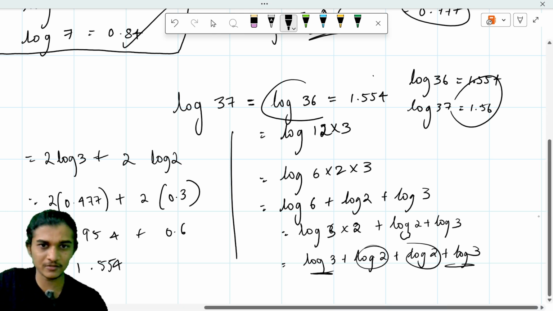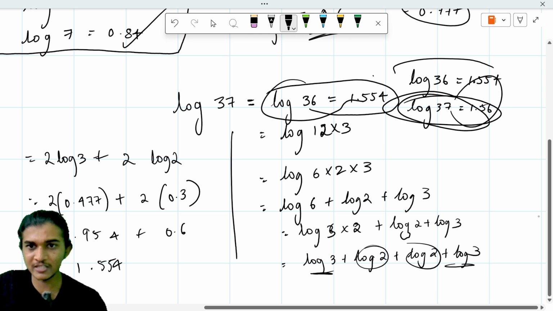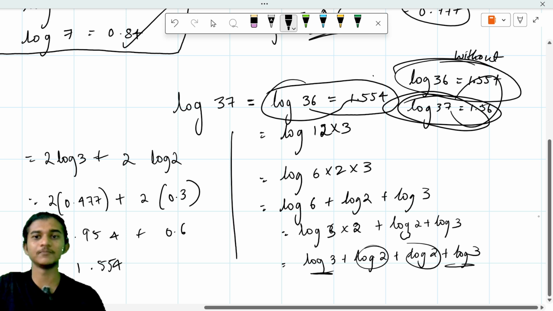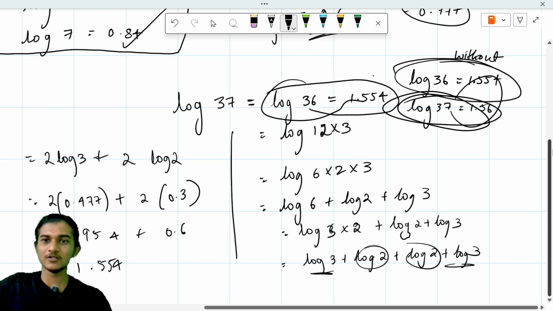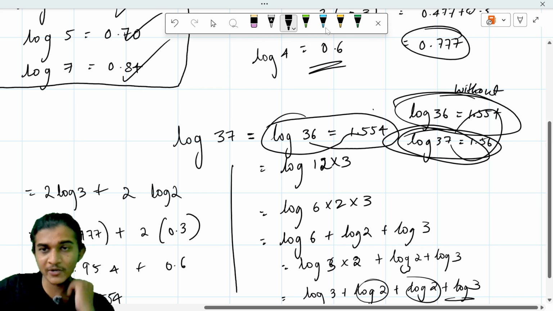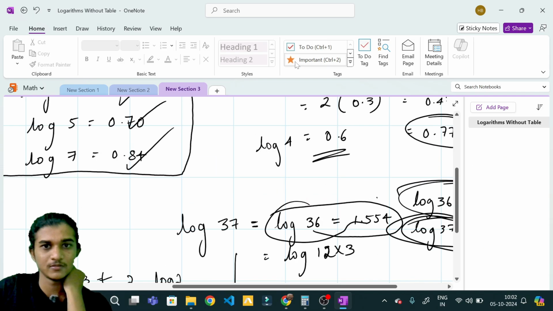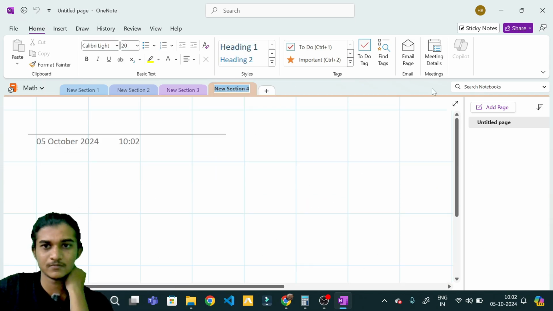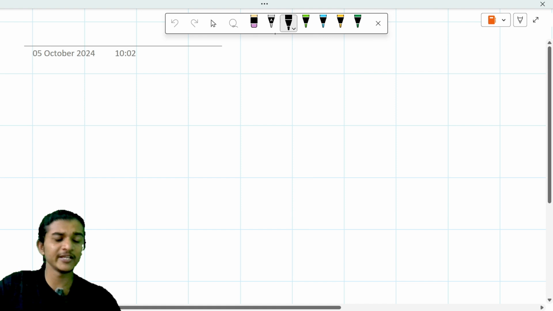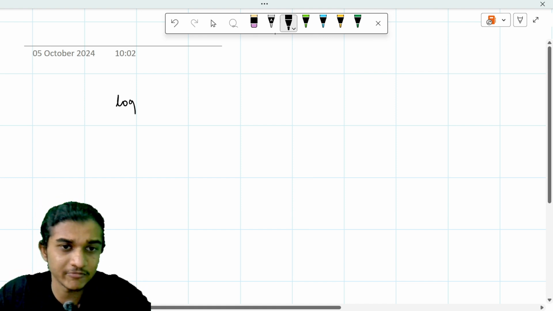Now this value we found without a table, and this value is using a table. This is without table. See how approximately you got the values. So this is how you're going to solve logarithms without a table. I'm going to solve a few more examples in order to make people understand better. Okay, let me take another example. Let's take log 2024.